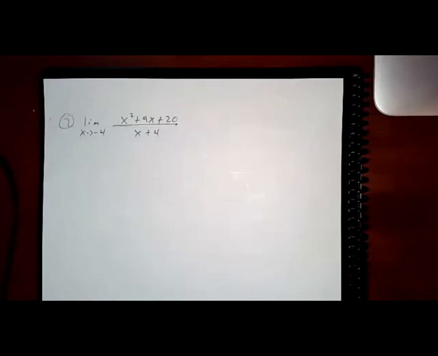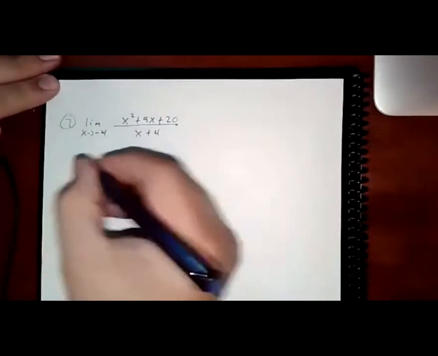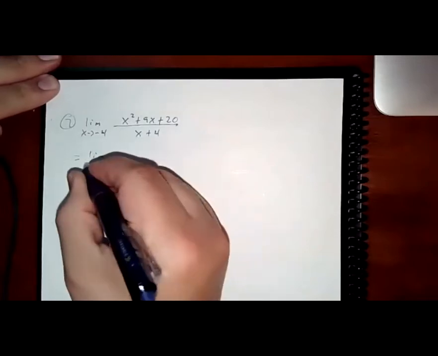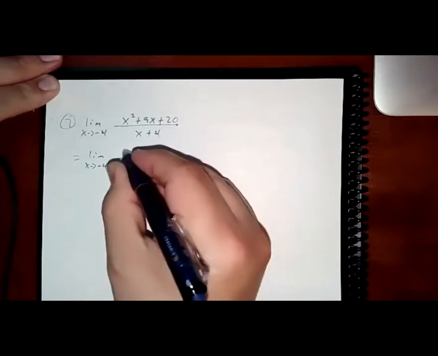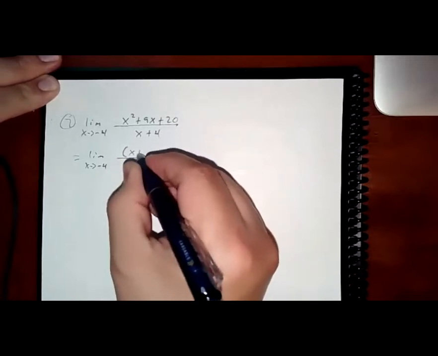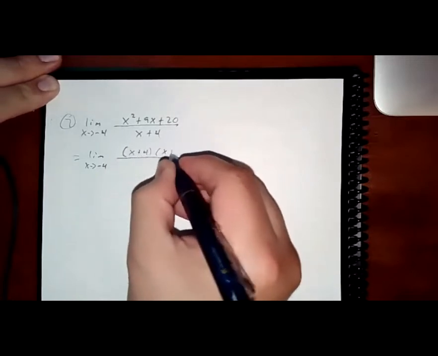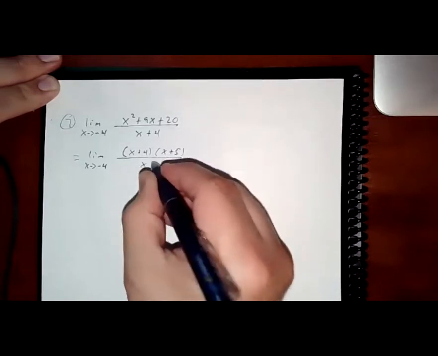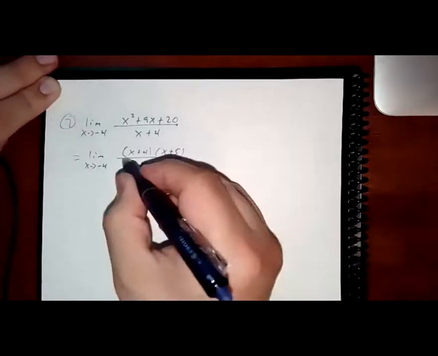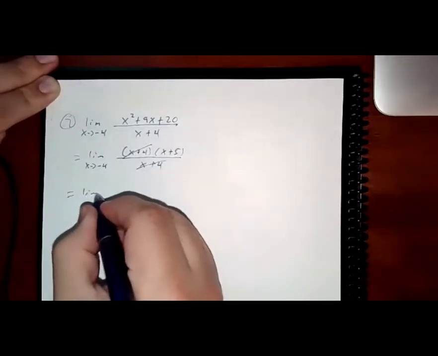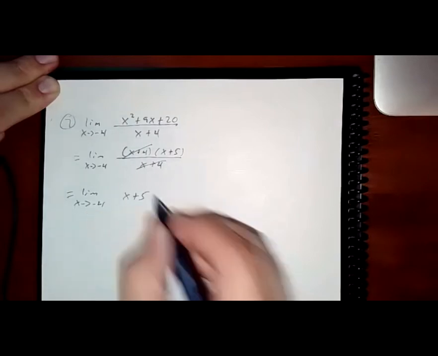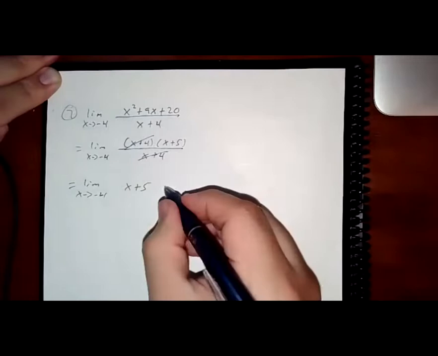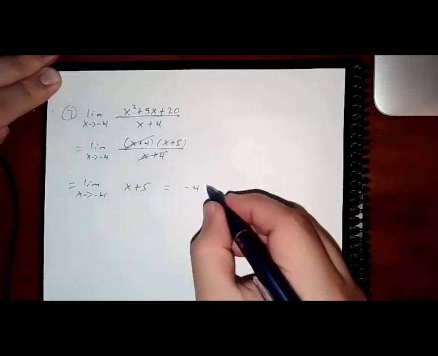All right, so let's factor the top. What does that factor into? X plus 4, X plus 5. Yeah, that's right. X plus 4, X plus 5. Then we got this guy down here, so we can cancel now. So now we're able to plug it in, right? So that becomes -4 plus 5.